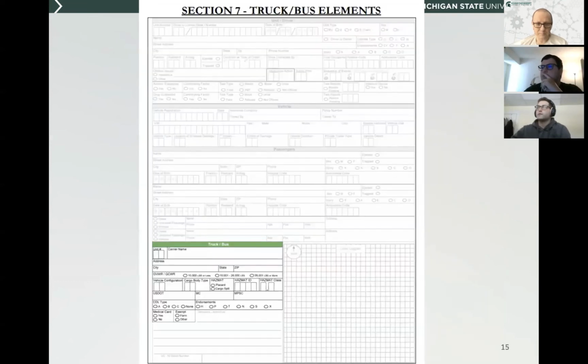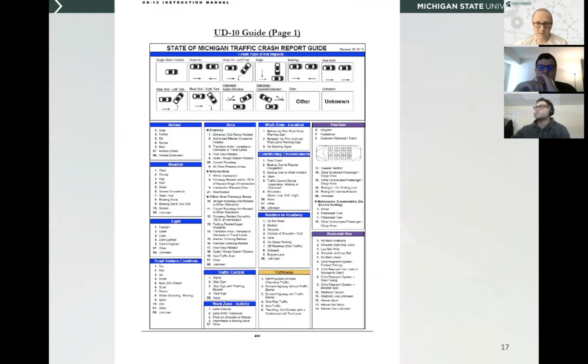So since I've already talked through them, we'll just skip ahead. These guides are coming straight out of one of the UD10 manuals. I've got a link coming up for these on some subsequent slides here, but it basically goes through and helps you to decipher the codes for each of those respective categories.